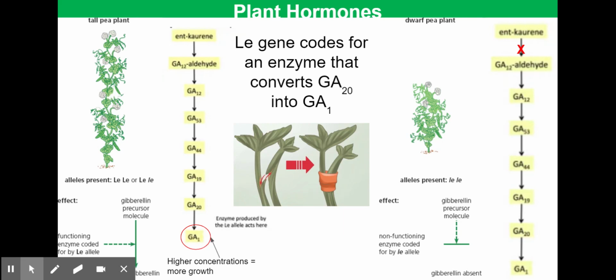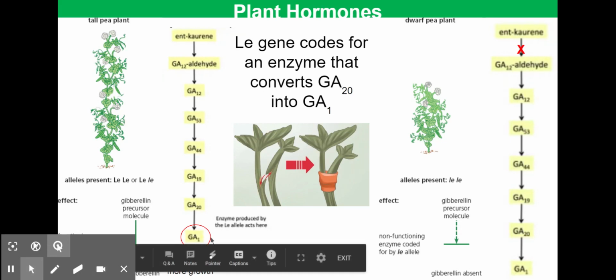Now, if you look over to the right-hand side, you'll be able to see the dwarf pea plant. Pea plants are dwarf if they don't have gibberellin, i.e. gibberellin is absent. This might be because you don't have a functional enzyme, so you might not have the LE gene as required. You might have a mutant form of it, so you might be homozygous recessive. Or it could be that you've got a lack of enzyme or one of these precursor molecules further up the chain.